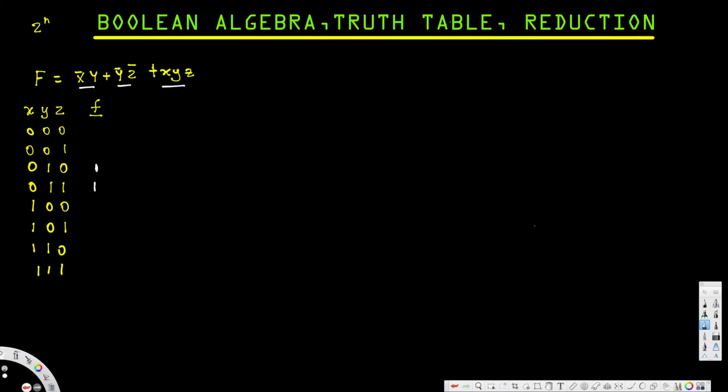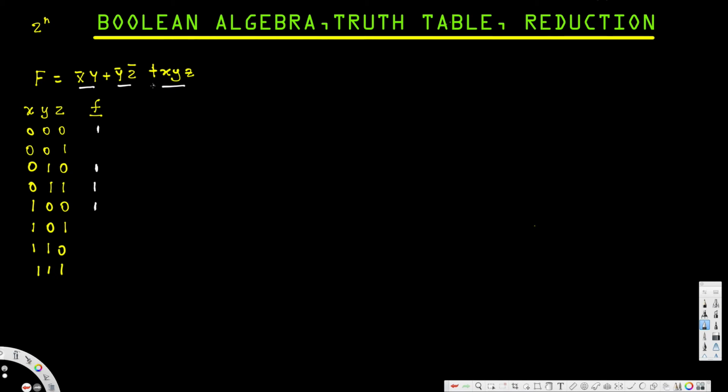Now let's look at this one. Here we have y bar, z bar. Y bar means y complement, z complement. So if y is 0 here, it's going to be 1 because complement means opposite. So y has to be 0 and z has to be 0 in order to get 1. Now let's see where we have y is 0 and z is 0. Here you can see the first one, y is 0, z is 0, so this is going to be 1. And here we have y is 0, z is 0. This is also going to be 1.